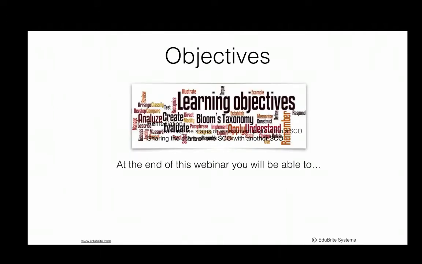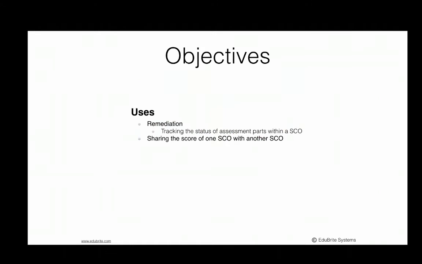As Manish just mentioned, we're going to talk about objectives and interactions, but not objectives from the instructional design perspective. That was last week. So you're not going to see this anymore. It's more about objectives being the variables that can store information about one SCO in the LMS for retrieval later. Objectives can be stored and retrieved by JavaScript in the SCO and accessed by sequencing rules within the LMS. Some of the uses for objectives include remediation, where we're tracking the status of assessment parts components within a SCO, and then sharing the score of one SCO with another SCO in a multi-SCO course.